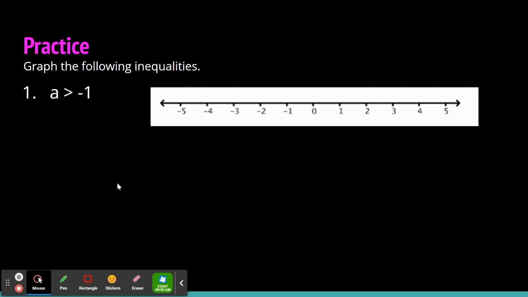All right, go ahead and let's practice graphing this. Where are you going to start? What number are you starting on? Hopefully you said -1. Do you want an open circle or a closed circle? We want an open circle since it is just greater than. And then we're going to shade all values which direction? To the right or to the left? We're going to shade all values to the right. Next problem.